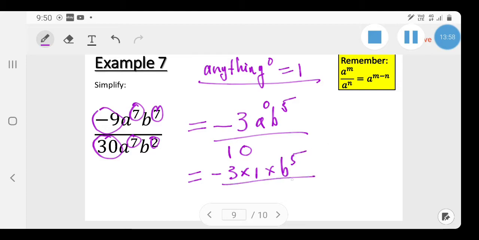And you don't have to write this step if you can just do it in your head. I've run out of space here, so I'm going to put my equal sign over here. Well, minus 3 times 1, it was unnecessary to write that times 1, but I'm just trying to show you that A to the 0 always equals 1, anything to the 0. Minus 3 times 1 is minus 3, and there's a B to the 5, so minus 3 B to the 5 over 10. That's your answer.